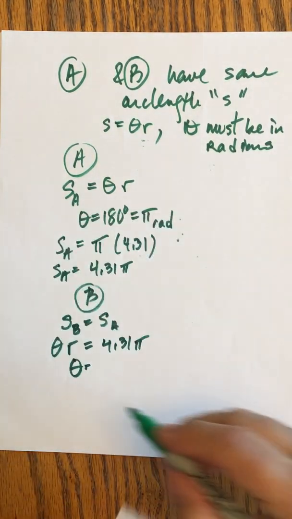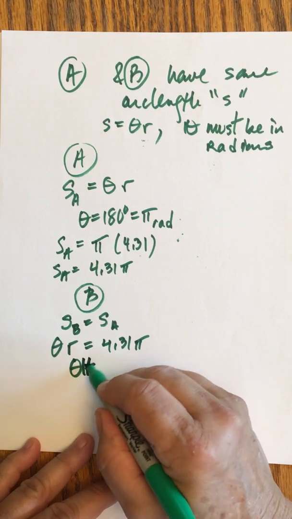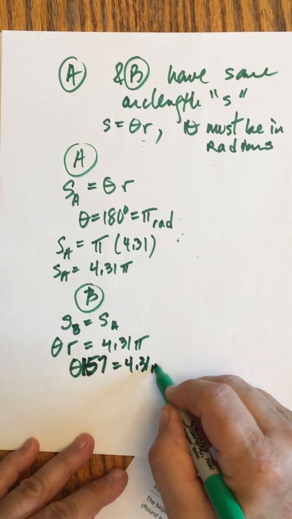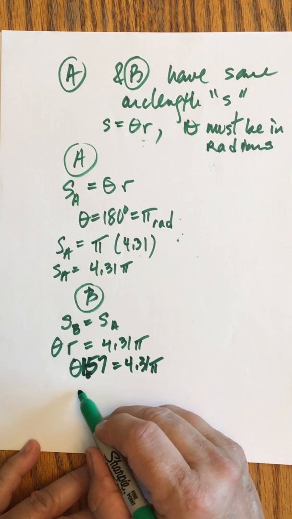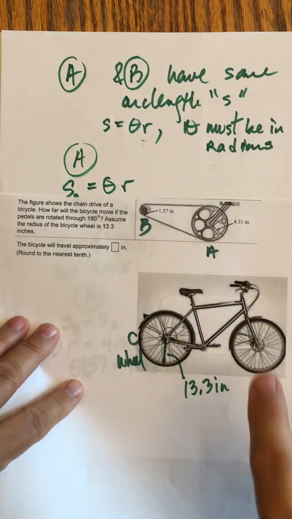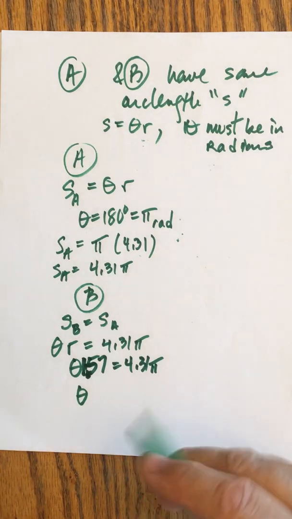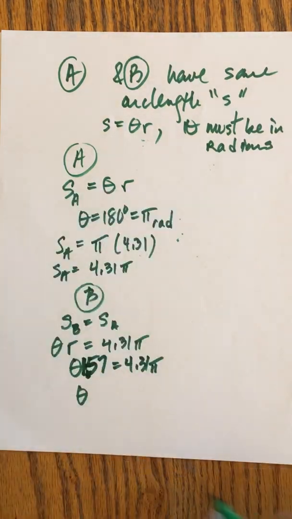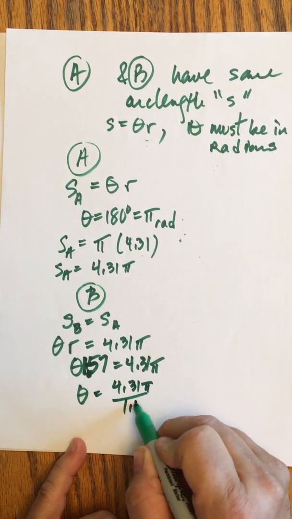1.57. So I know that theta times 1.57 is equal to 4.31 pi. Right? So now when I divide both sides by 1.57, I'll get the rotation that this smaller one goes through, and it should be much more than the rotation that this one goes through, right? Because this is much bigger. So to cover the same distance or arc length, this is going to have to spin more or rotate more. So this is going to be 4.31 pi over 1.57.